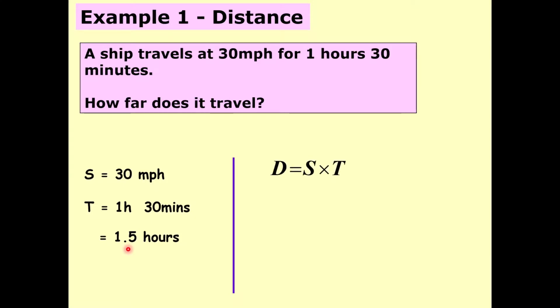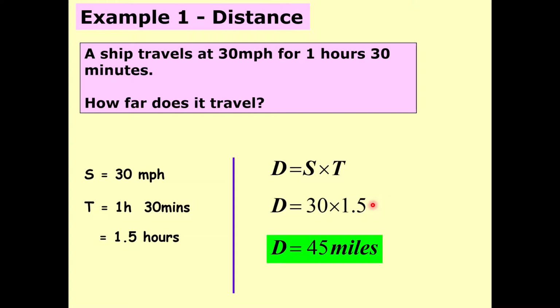You then want to substitute into your formula. So swap out the speed for the actual speed in the question, time for time, so 30 times 1.5, and you just go ahead and calculate that. So it should go formula, substitute in, and then your final answer. And always remember your units, okay? It's miles per hour, so our distance is in miles.